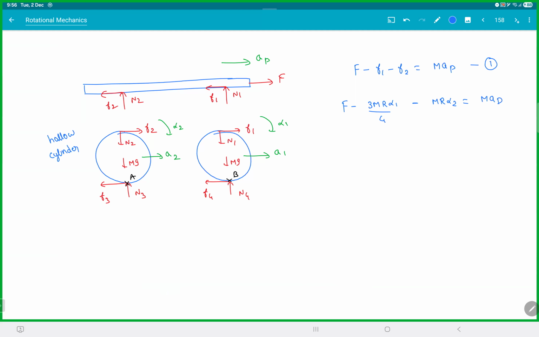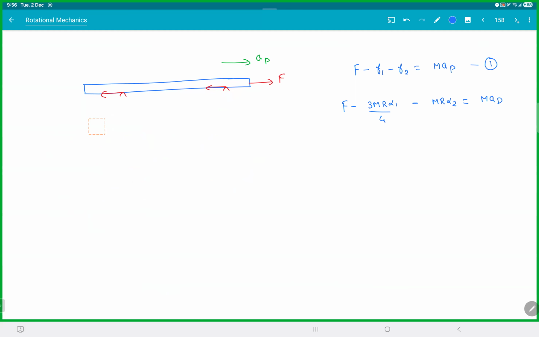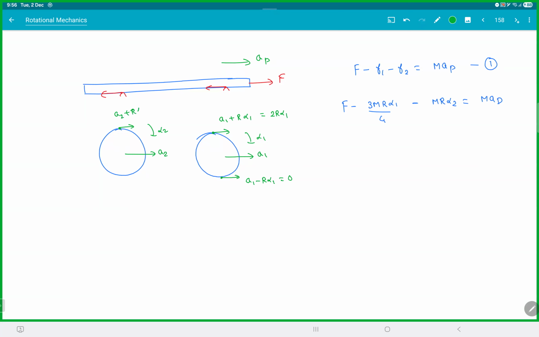Okay. Now if we just look at the no slipping condition, this is going with A1, alpha 1. So this point will have acceleration A1 plus R alpha 1, and this point will have A1 minus R alpha 1, which is 0. So that means this guy is actually going with 2R alpha 1. I can do the same argument here, A2, and this is alpha 2. So this guy is going with A2 plus R alpha 2. This is A2 minus R alpha 2 is equal to 0. So this is also 2R alpha 2.